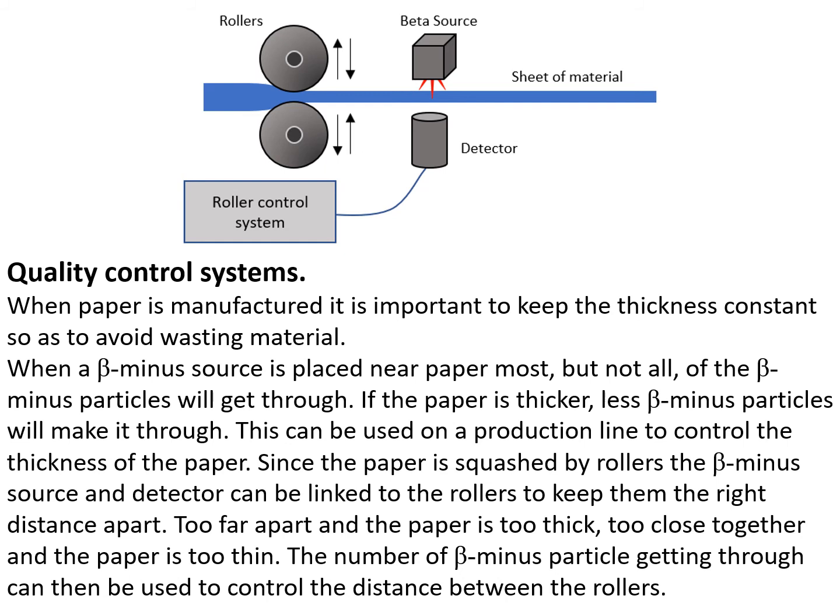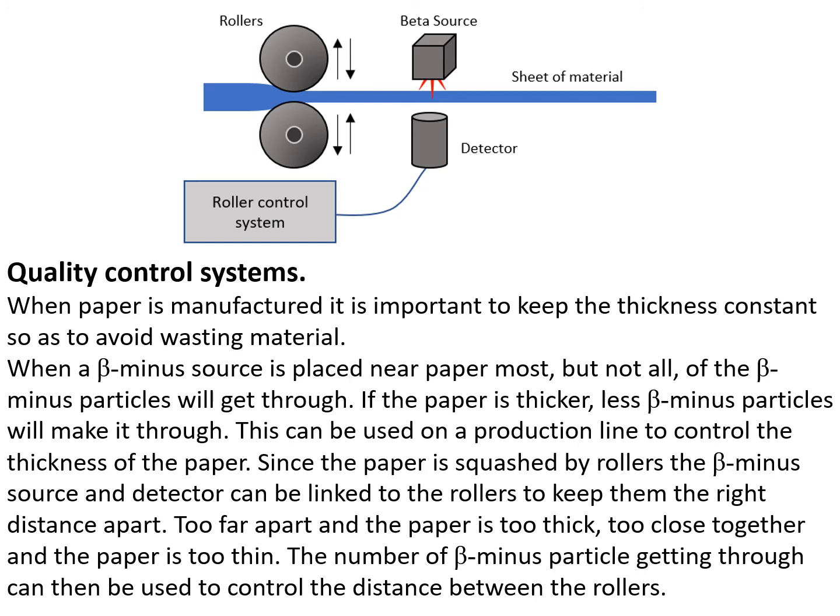When a beta minus source is placed near paper, most but not all of the beta minus particles will get through. If the paper is thicker, less beta minus particles will make it through. This can be used on a production line to control the thickness of the paper. Since the paper is squashed by rollers, the beta minus source and detector can be linked to the rollers to keep them the right distance apart.